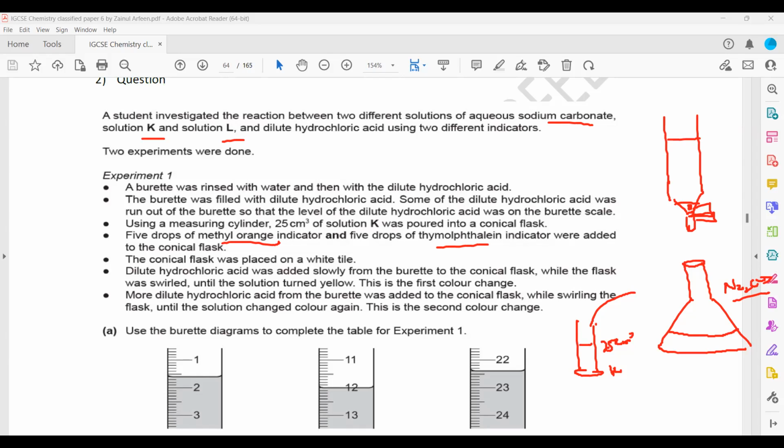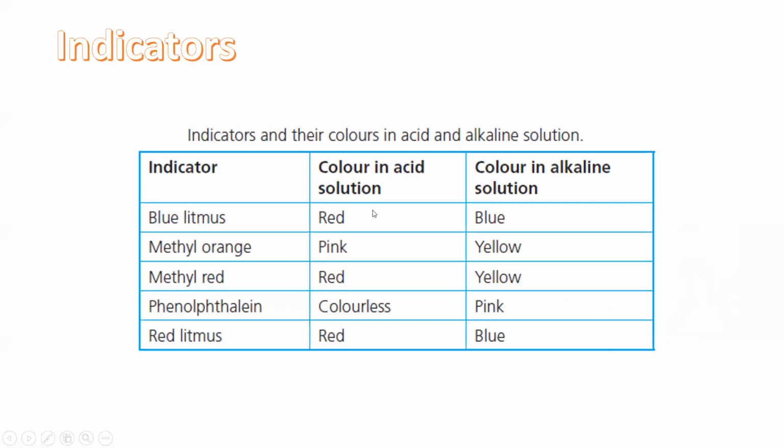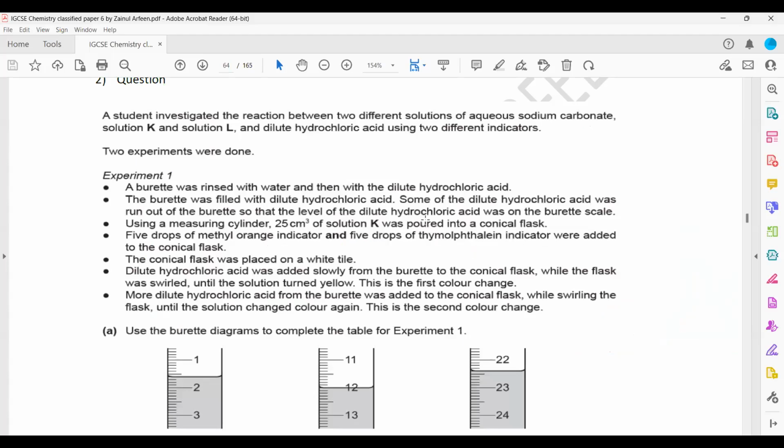If you have alkaline conditions, what is the color of the methyl orange? This is the methyl orange. In alkaline, it is yellow, and in acidic, it is pink. But in this experiment, two different indicators are used, so it might have a different color, or there might be a color mixing as well. So 5 drops of methyl orange and 5 drops of the thymolphthalein indicator were added. The conical flask was placed on a white tile so that we can observe the color change easily.